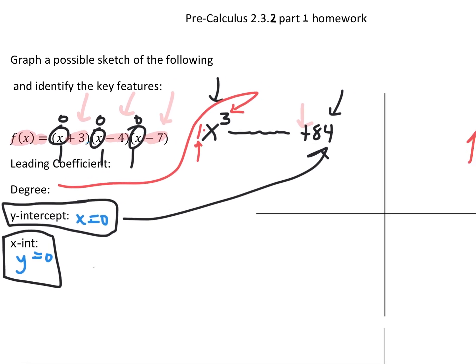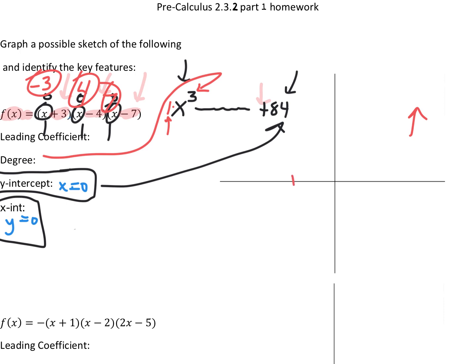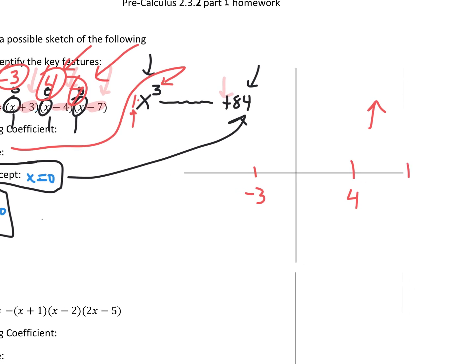And there's 3 roots. -3 makes this whole thing 0. 4 makes this whole thing 0. And 7 makes this whole thing 0. So those are called the zeros. They're also known as the x-intercepts. Here's -3. The 4 is like here. And the 7 is like over here.